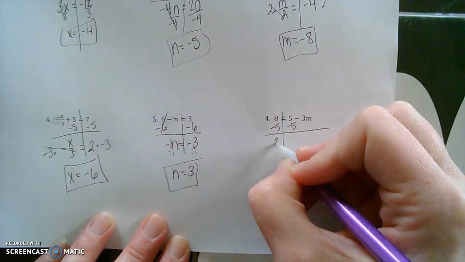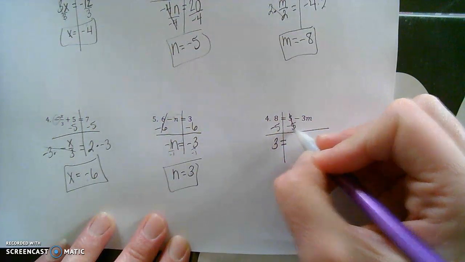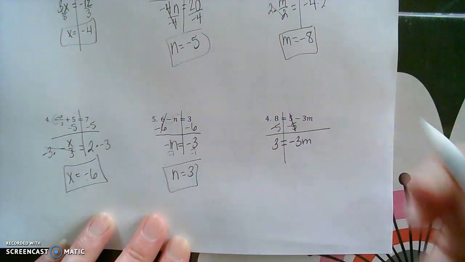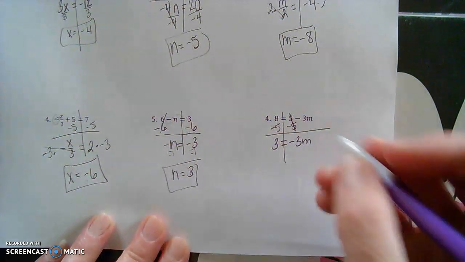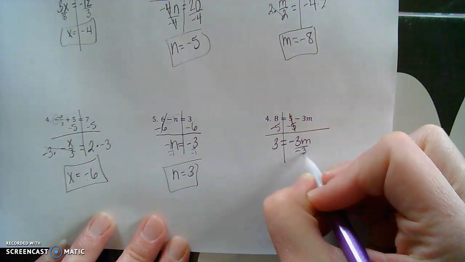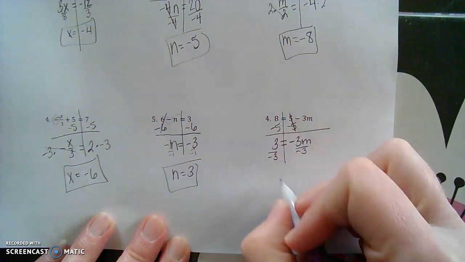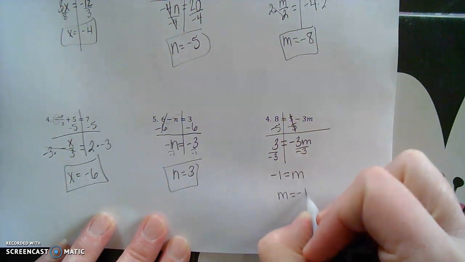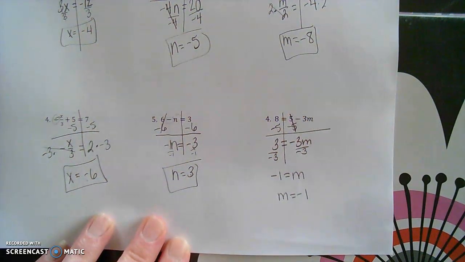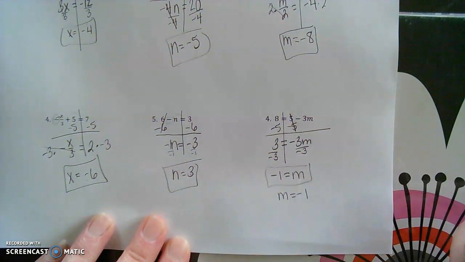8 minus 5 is 3 equals, that's canceled, we have negative 3m. Don't forget, anytime there's a minus sign, it needs to go along. This is multiplication, so divide by negative 3, divided by negative 3. Negative 1 equals m, or if you want to flip it around, m equals negative 1. So this is an acceptable answer.